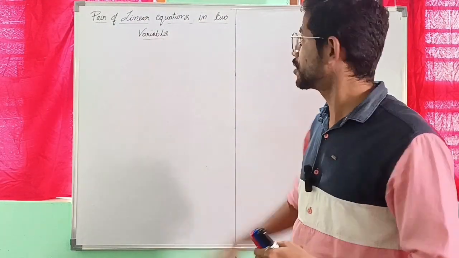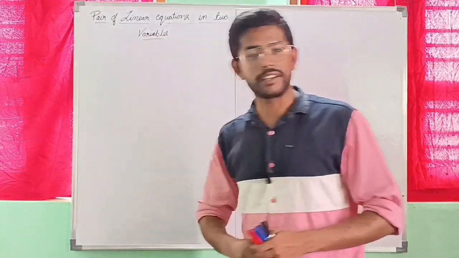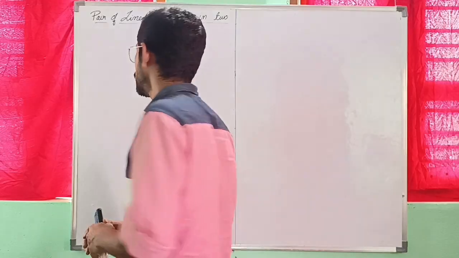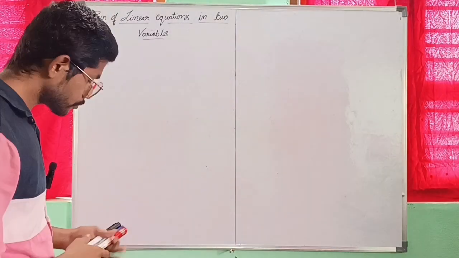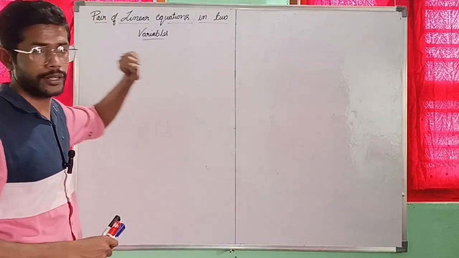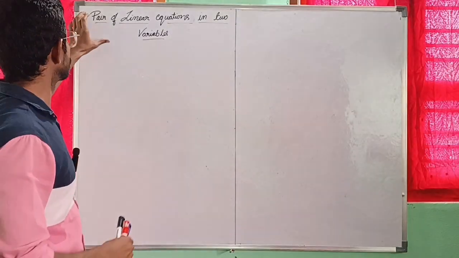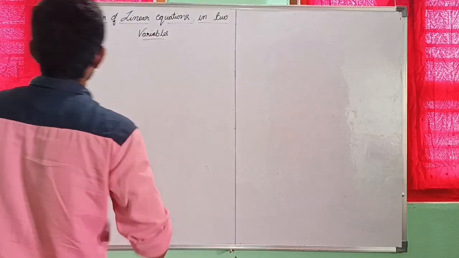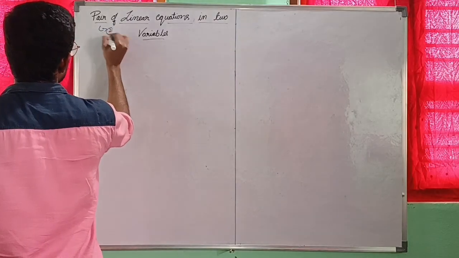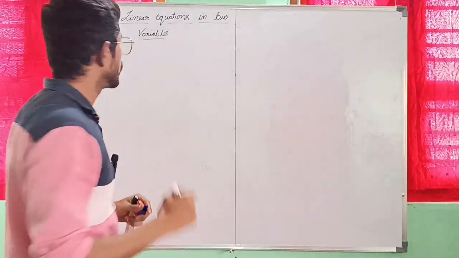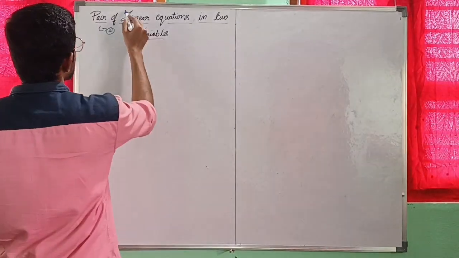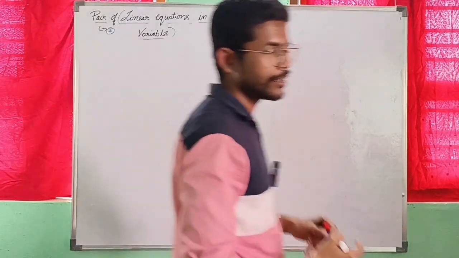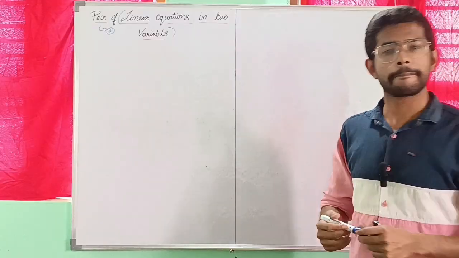Let's start today's lecture, which is about pair of linear equations in two variables. Okay, pair of linear equations in two variables. By considering this heading, here we have pair. What is pair? Pair means two. Okay, and linear equations in two variables. What is this linear equations in two variables?